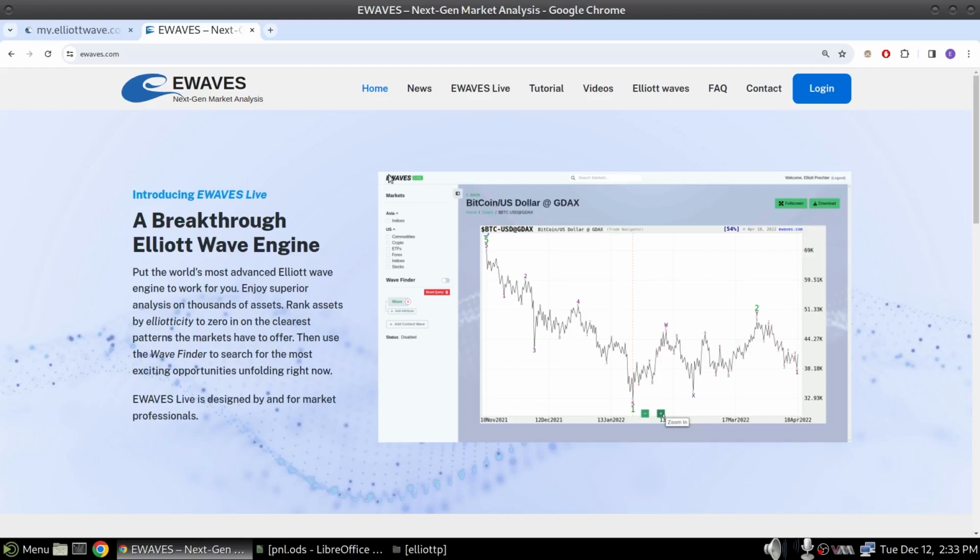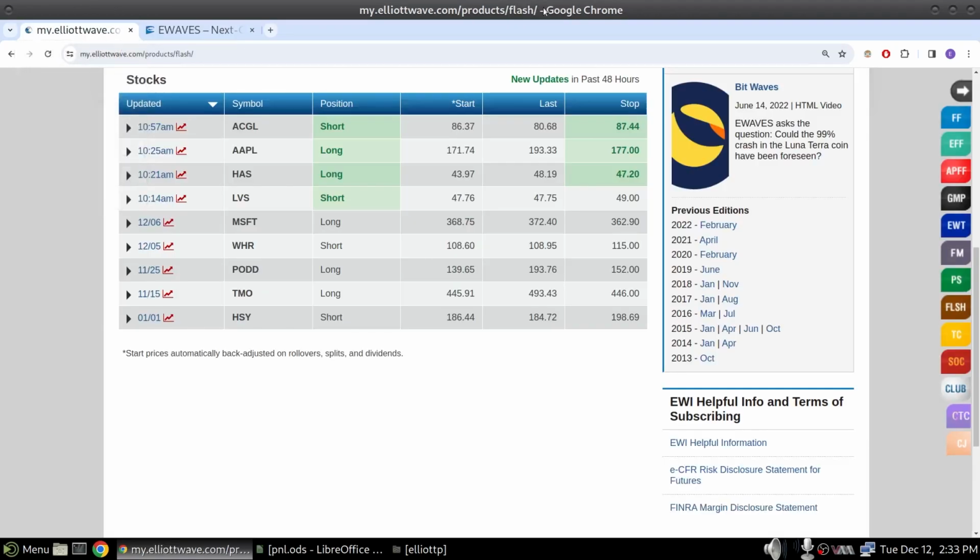Now the first thing I'm going to do is go over to elliottwave.com. ElliottWave is a partner of Qualitative Analytics, and they have access to EWAVES and EWAVES Live, and they use it in many of their services. One of those services is their Flash service, which we're going to talk about today. Flash is a recommendation service. It covers stocks, ETFs, and futures. And today I'd like to talk about stocks.